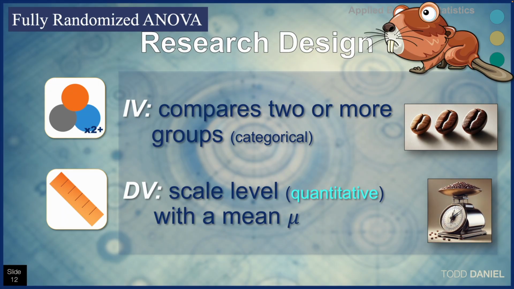And because we have an independent variable with 3 groups and we have 1 outcome, that's our setup for this fully randomized ANOVA, or one-way ANOVA.